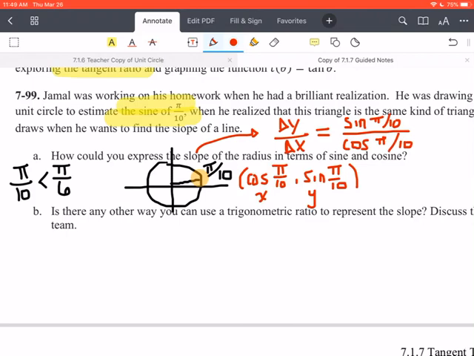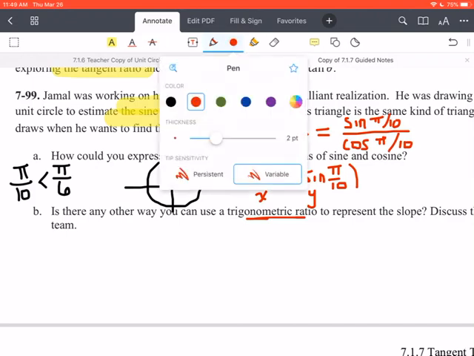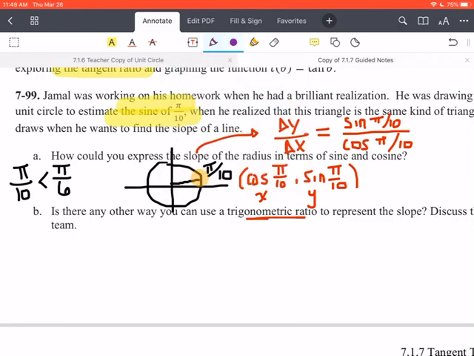Now, if we look at this from a different perspective, it says, is there any other way that we could use trig if we're going to talk about the slope of the line? Hang with me. This is kind of guiding to the key idea that I will make sure to stress. If I redraw that little triangle, so pretend this is the origin, and this is our radius, and this is our x value, and we have our y value. We said that the length of the base of the triangle is the cosine of pi over 10. And we said the height is the sine of pi over 10.